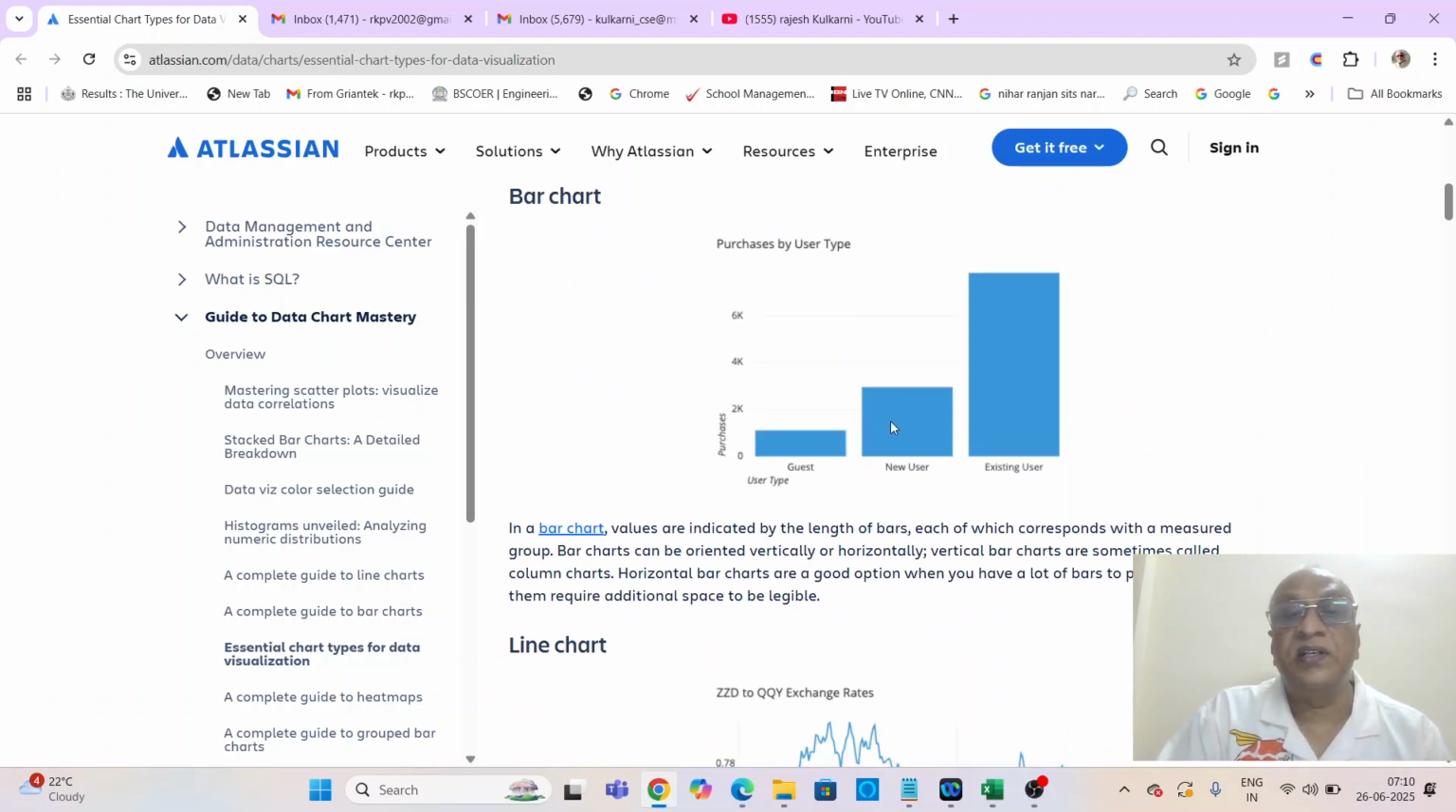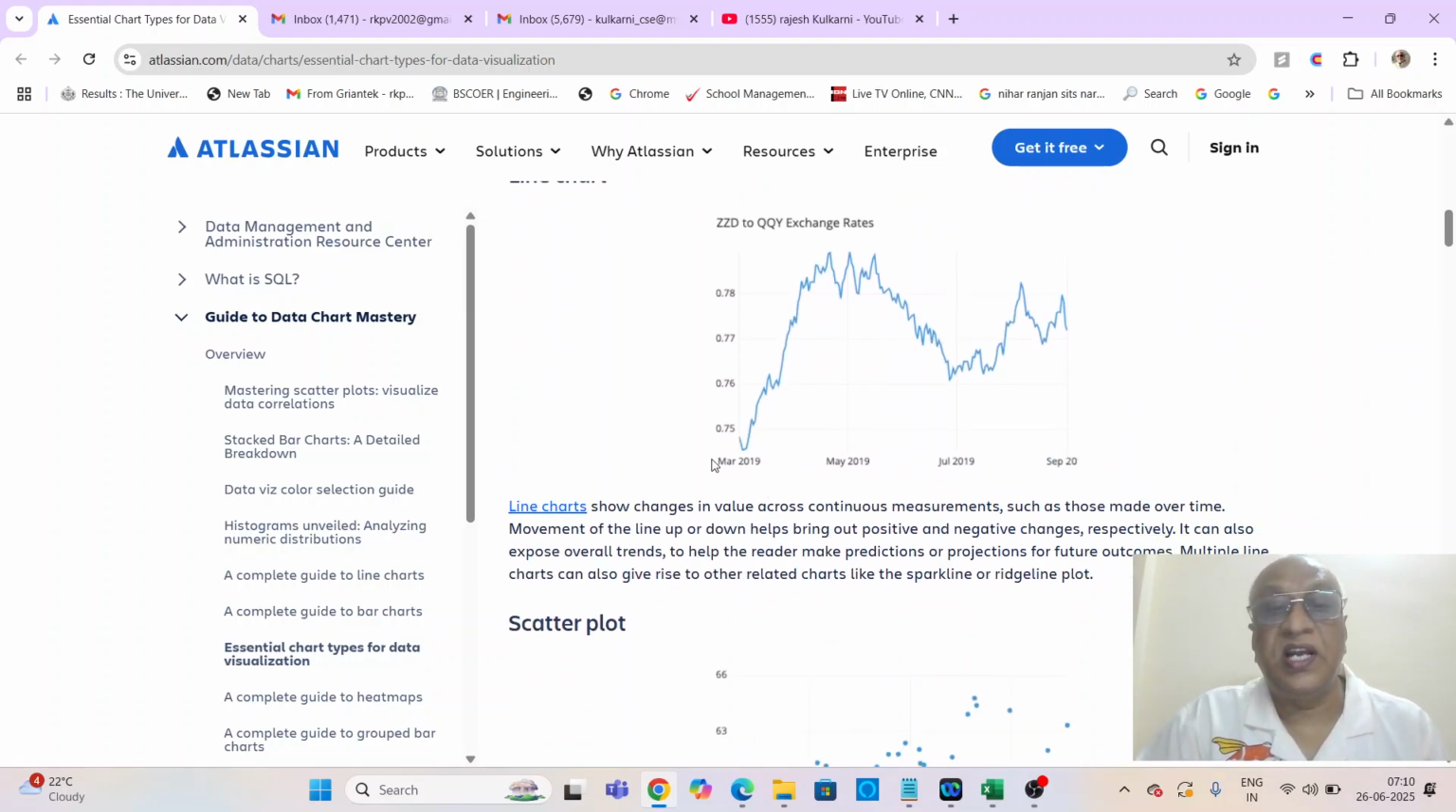The first one is the bar chart. Here you are seeing the user types and the purchases they are making. So you have existing users, new users, guests. If these bar charts have vertical bars, then they are called column charts. You see here the line chart. What it is showing is changes in value across a continuous measurement. For example, here the months are changing and the exchange rates are changing, and this is the line chart.